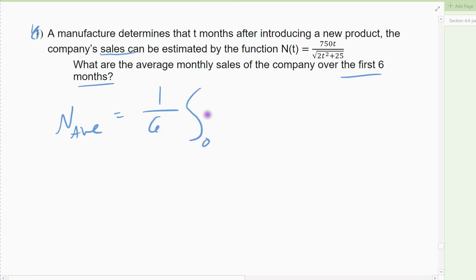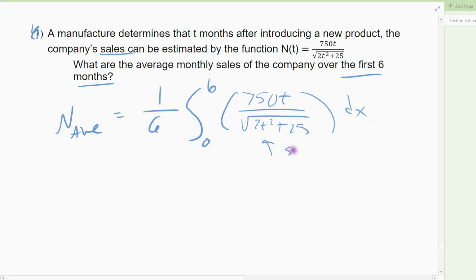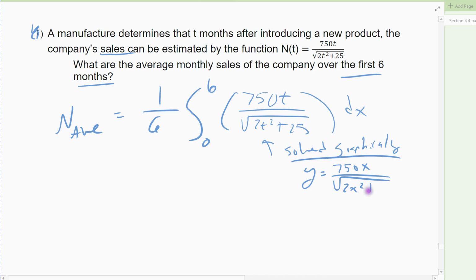So I'm integrating from 0 to 6 of my function, which again, we don't have a method to solve by hand. So this is one of those examples where you have to solve this on the calculator. So this has to be solved graphically. We don't have another method. And so that means I've got to plug my y value into my calculator. So 750, make sure you're careful. Divide by your 2x squared plus 25.